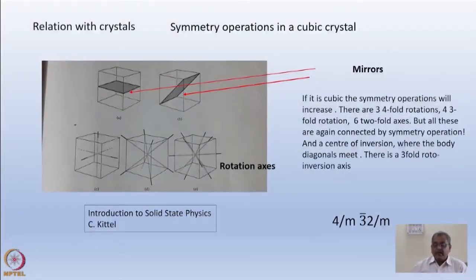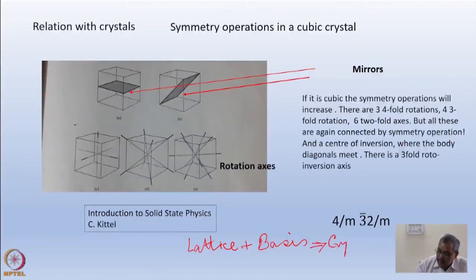Now, what is the relationship with the crystals? Let's consider a cubic crystal. Again, this figure is from Introduction to Solid State Physics. Now, you can see I have a lattice, which is just the external structure, plus I have to add atom bases, which are atoms or molecules. Once I choose a lattice and basis, only then will I get a crystal.